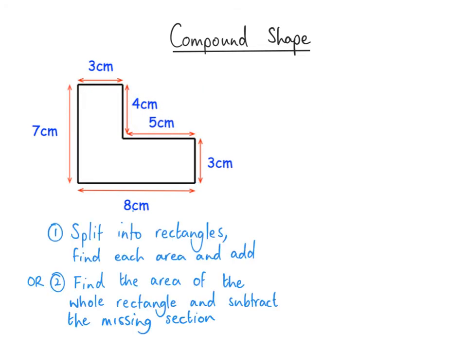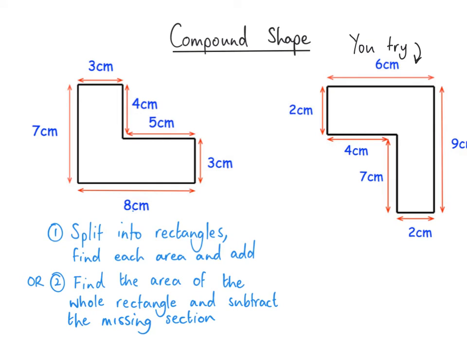So there are basically two methods. The first method is that you could split it into rectangles, find the area of each one and then add them together. And sometimes there's more than one way to do that. Well, the other method is to make a really big rectangle, make the whole thing into a whole rectangle, find the area of that and subtract the area of the missing section. You can use either method.